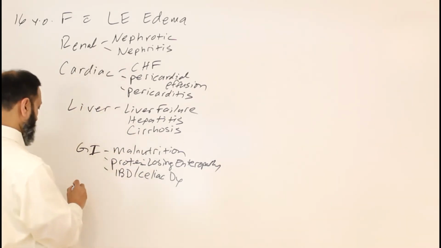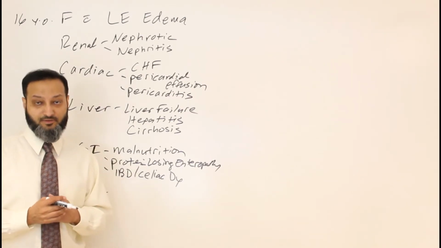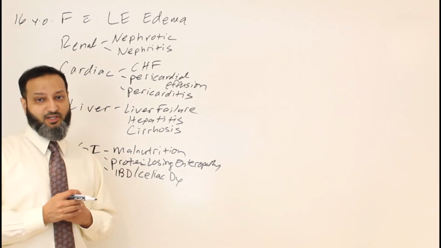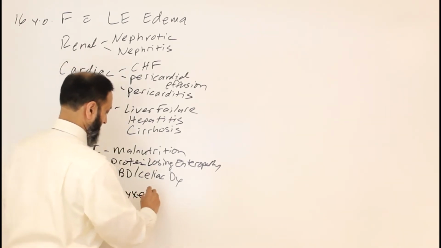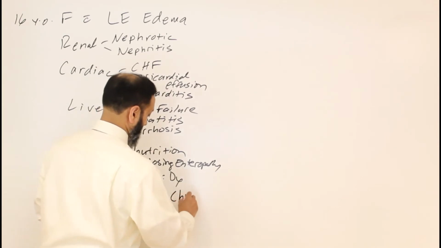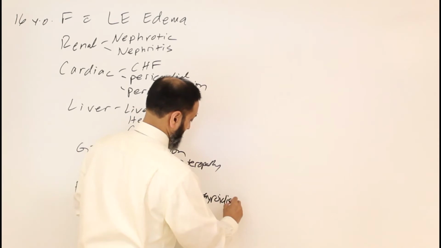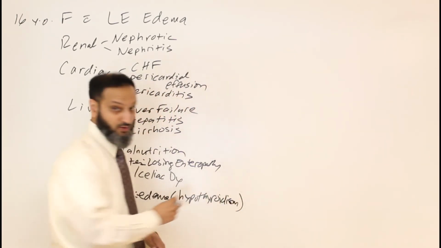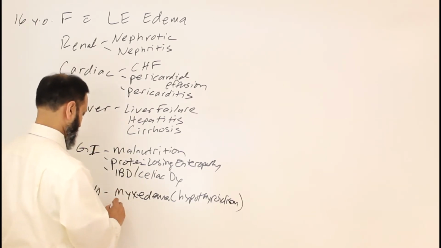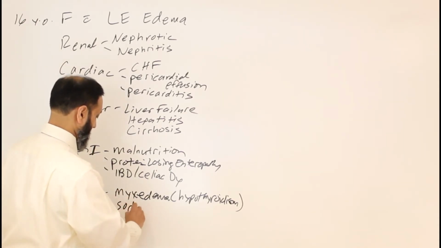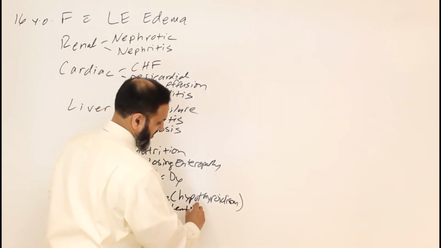Another category to think about would be endocrine, causing you to have bilateral lower extremity swelling or edema. So you might think about myxedema or hypothyroidism, right? Myxedema or hypothyroidism, giving you the bilateral swelling of the legs. So that's a consideration as well. And then if you have electrolyte imbalance or sodium retention for some reason, that can give you bilateral edema of the lower extremities as well.